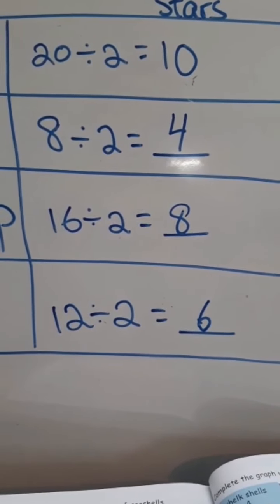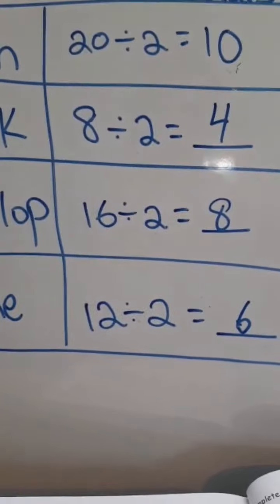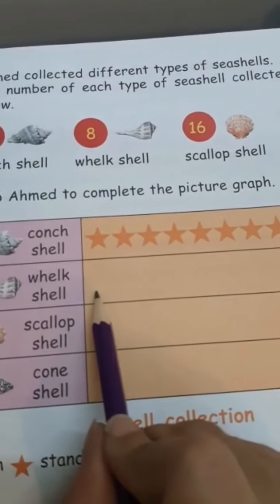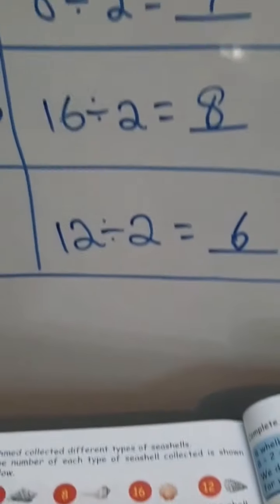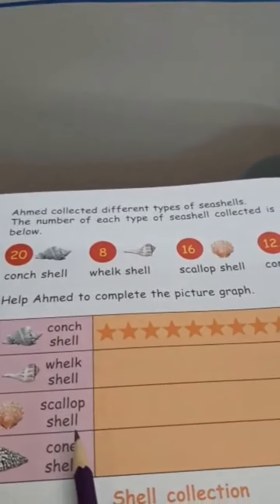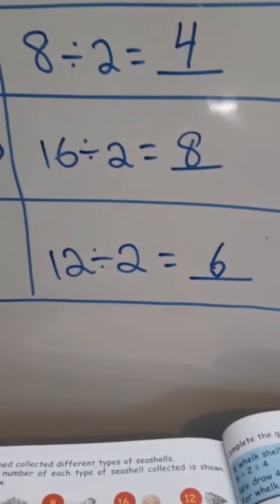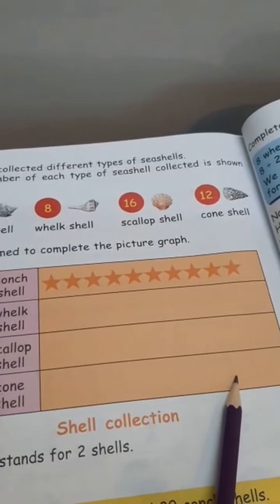We are now going to fill out our picture graph, okay? So whelk shell, we need 4 stars. So come to your page, you guys. Draw me 4 stars right here. For the scallop shell, we found that we needed 8 stars. So right here in the scallop shell, you are going to draw me 8 stars. And the last one, the cone shell, you are going to draw me 6 stars. Okay, please fill that out for me.